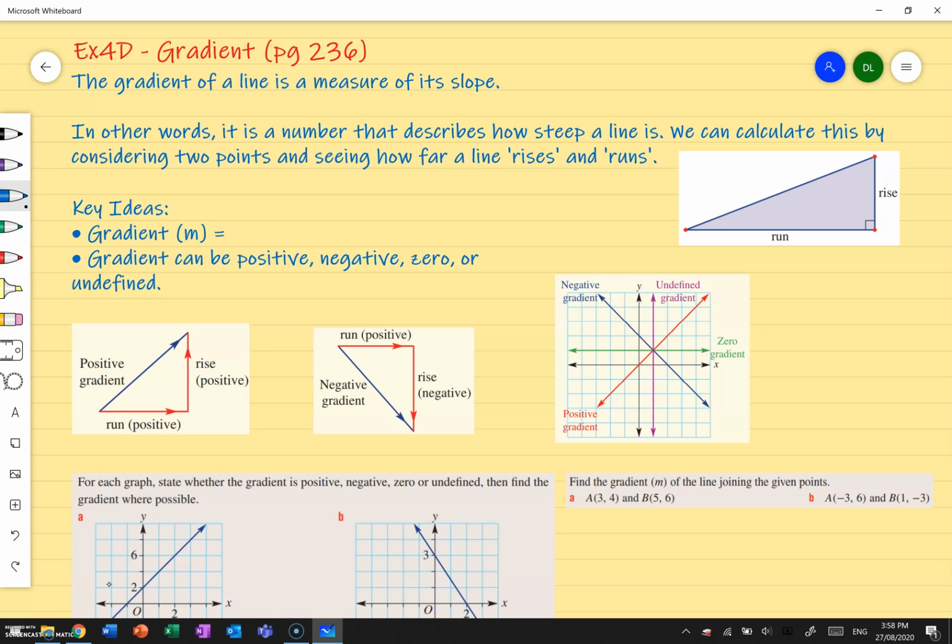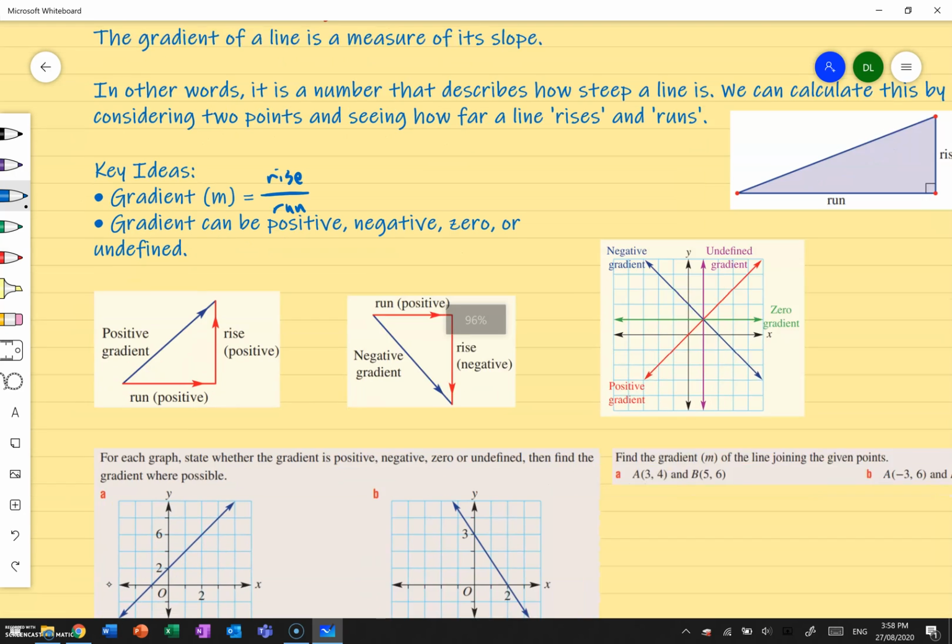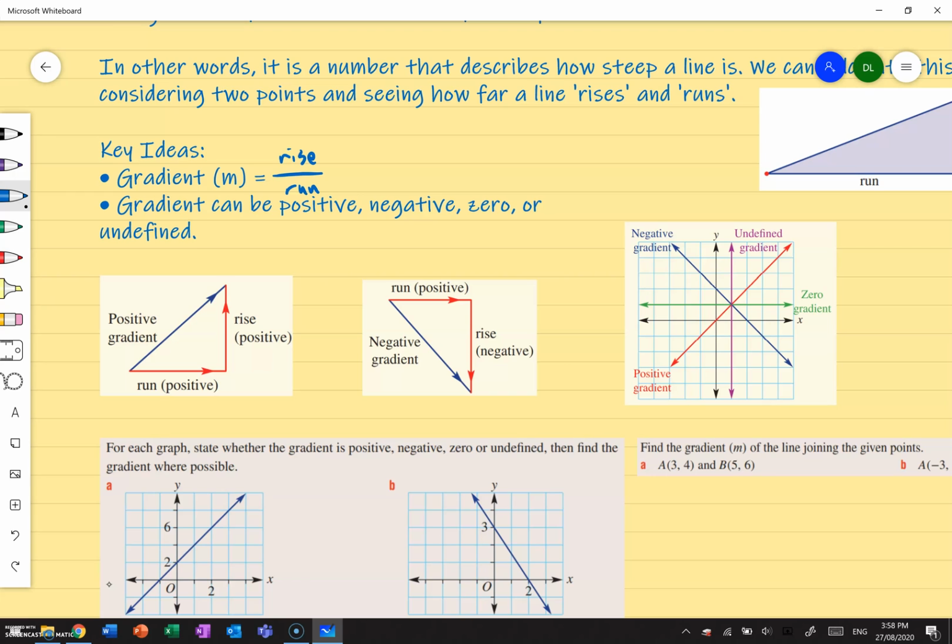Now, the key ideas when working with gradient. The gradient formula is just rise over run. We're thinking about how much it has risen divided by how much it has gone. The gradient can also be positive, negative, 0, or undefined, and I'll go through each of those in a second. With gradient, we always look from left to right. Always left to right. If it's going up as I go from left to right, then it's positive.